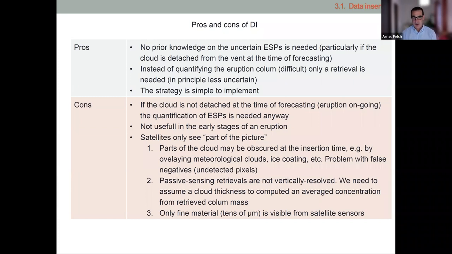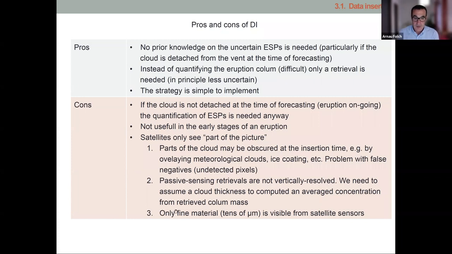For example, parts of the cloud might be obscured at the insertion time. For example, if we have a scene in which there are a lot of overlying meteorological clouds, or we have ice that is coating particles, maybe we can have a lot of false negatives. It means that we may have the ice there, but the satellite is not able to retrieve it, and we are doing an insertion with a lot of errors in the observations. One important thing in our field is that the observations are not error-free. We can have a lot of false negatives under certain meteorological scenarios.